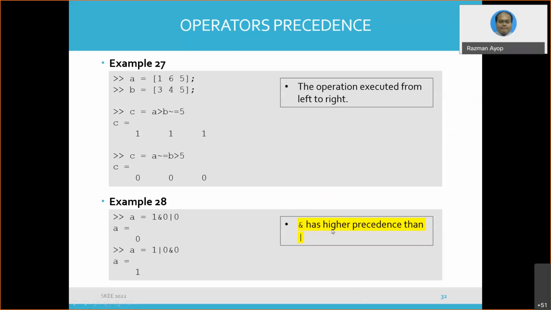Okay, this one is also important and has higher precedence than OR. When you do this, you have to do the AND first. Make sure you focus on AND first. So 1 and 0 is 0. 0 or 0 is 0. Okay, for this one, 1 or 0. For this case, yes, you have to do the AND first. Make sure you do the AND first. So 0 and 0 is 0. 0 or 1 is 1. Okay, keep this in mind.